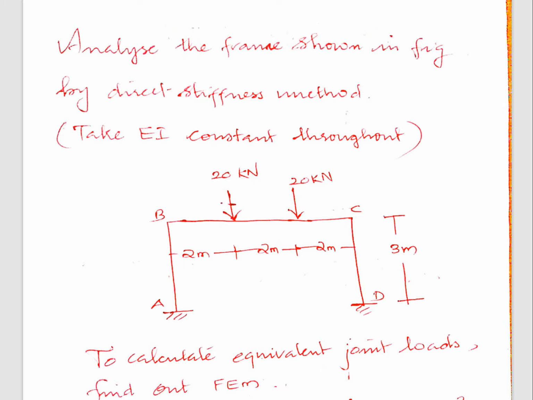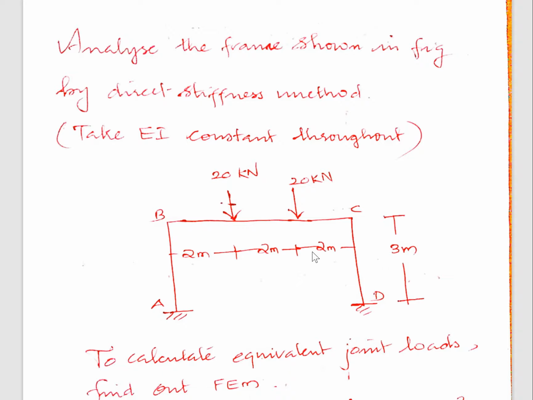Let's see the analysis of a frame by direct stiffness method. Analyze the frame shown in figure by direct stiffness method. Take EI constant throughout. So this is a frame A, B, C, D subjected to two concentrated loads on the span BC, 20 kilonewton and 20 kilonewton at a distance 2 meter from B and 2 meter from C.